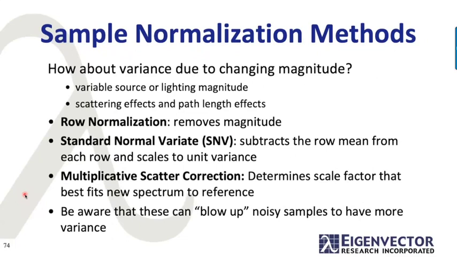In some instances, you might want to do sample normalization. Now, normally you don't do much normalization when you're doing a quantitative problem. Normalization is a little more common in classification problems, except for multiplicative scatter correction, which is a really common normalization method where you determine a scale factor that best fits a new spectrum to the reference spectrum. That is used in quantitative models quite a little bit. It is technically a normalization method. One of the problems with normalization methods is that they can blow up noisy samples to have more variance, so be aware of that.